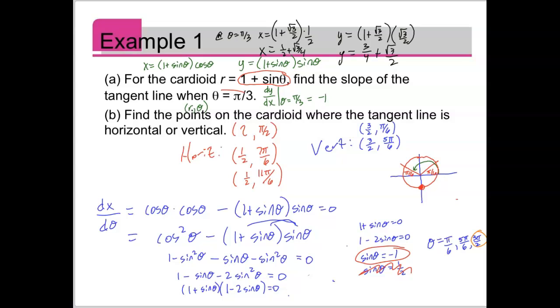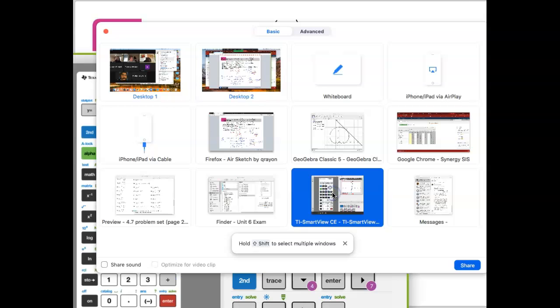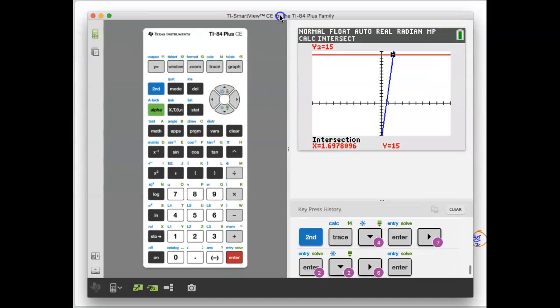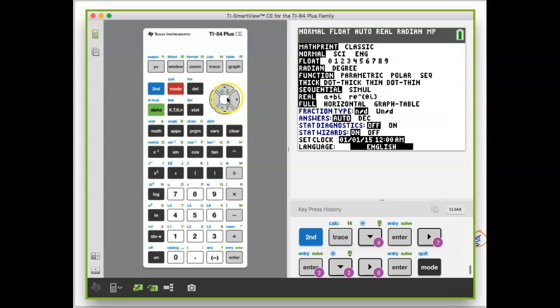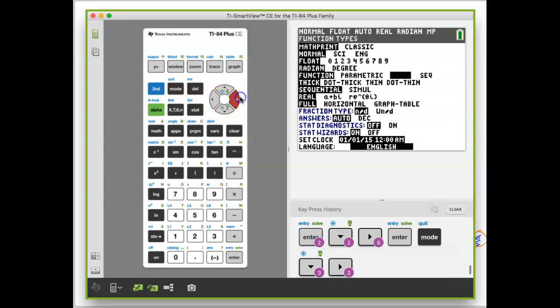So when we plug in 3 pi/2, my radius is actually 0. So we are actually at the pole there. And that's just because of the shape of our cardioid. So I want to go through on our calculator and practice graphing this. So I'm just going to change my mode to polar.